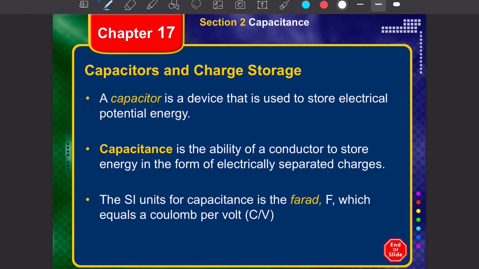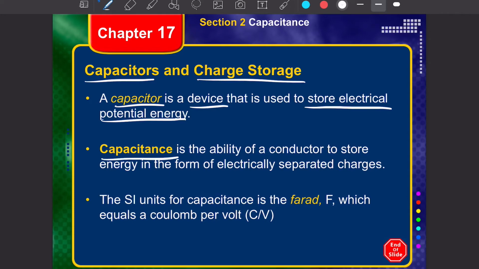So let's start with the capacitor. What is a capacitor and how does it differ from batteries? A capacitor is a device that stores electrical potential energy. A battery is a device that stores electrical potential. There is a slight difference, because capacitors actually store energy, but batteries already have chemical energy. They convert chemical energy into electrical energy, but capacitors by their nature store electrical potential energy.